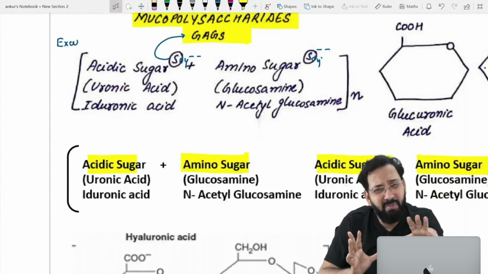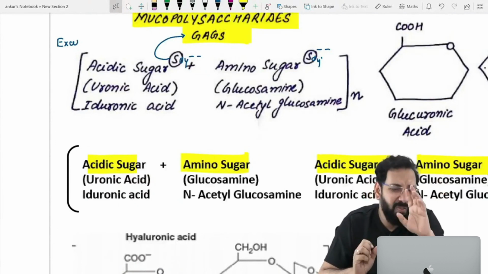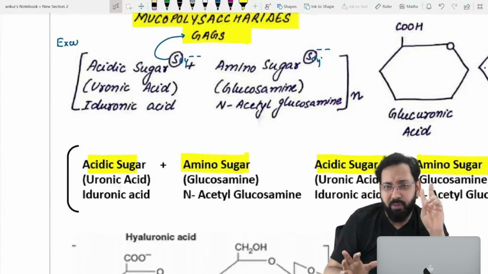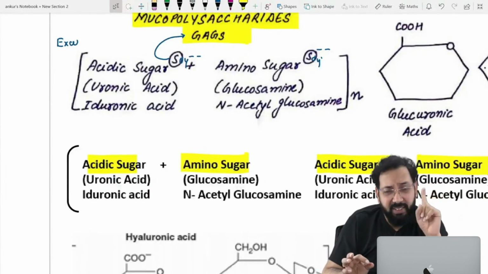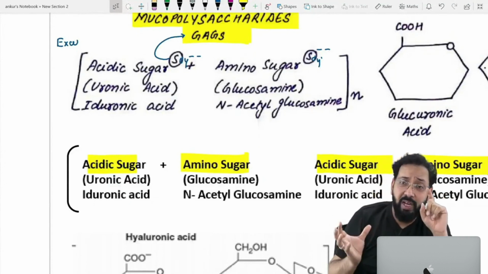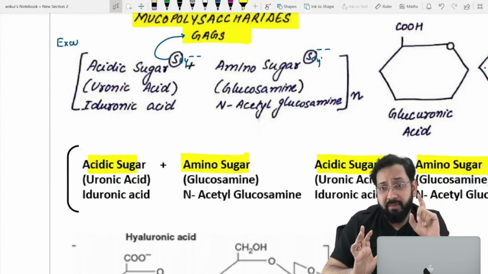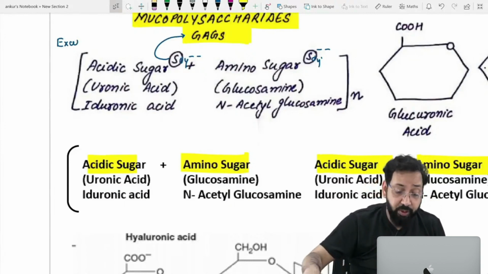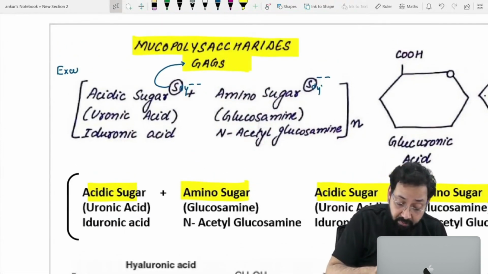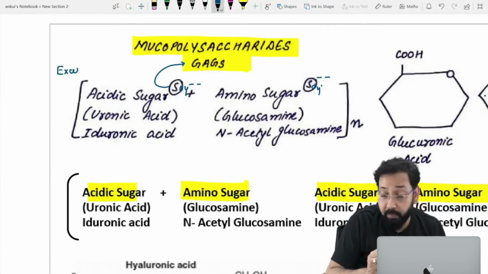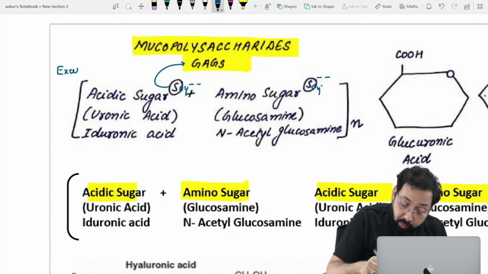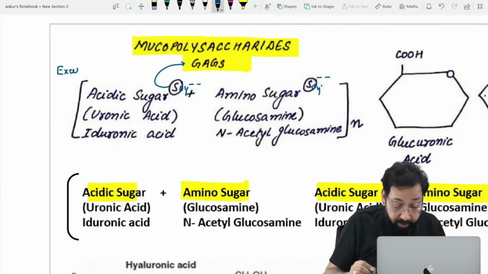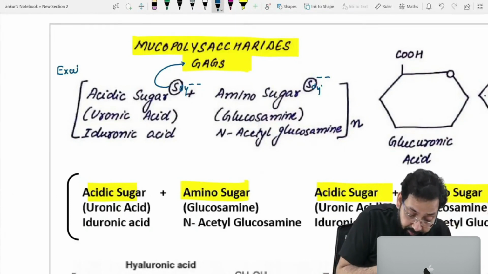Even if you don't remember what is acidic and what is basic sugar, forget it. I say 2 types of sugar were there. In one sugar, an acidic group was there, just like uronic acid, iduronic acid. In the other sugar, an amino group was there. And all these mucopolysaccharides were having sulfate.